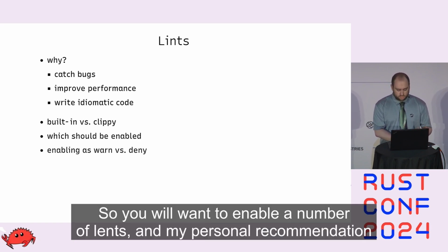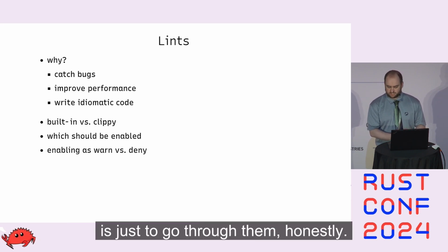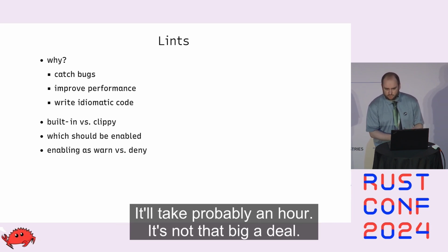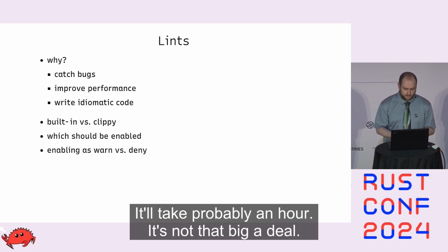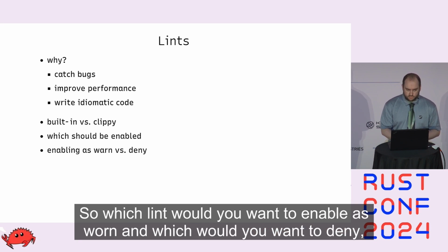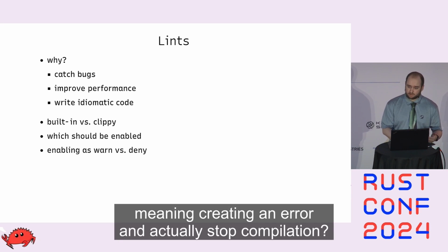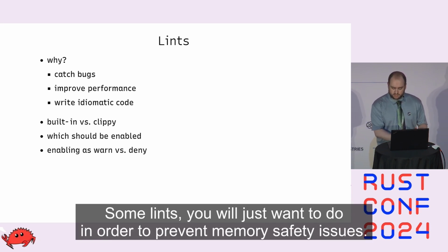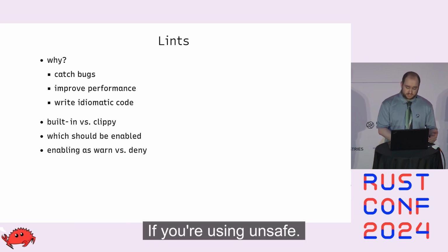So you will want to enable a number of lints, and my personal recommendation is just to go through them, honestly. Yes, it's a lot, but it's worth it. It'll take probably an hour. It's not that big a deal. So which lints would you want to enable as warn, and which would you want to deny, meaning create an error and actually stop compilation? Some lints you will just want to do in order to prevent memory safety issues if you're using unsafe.